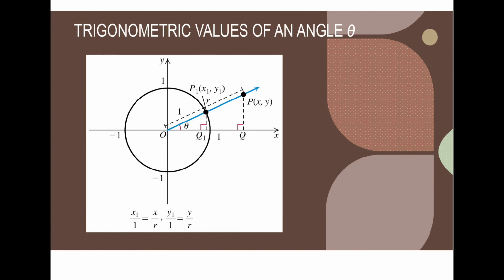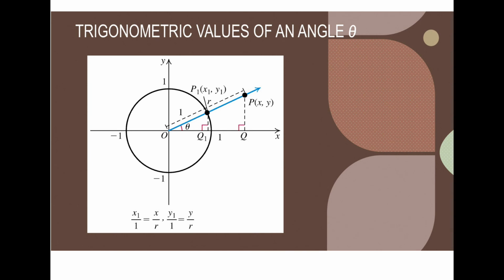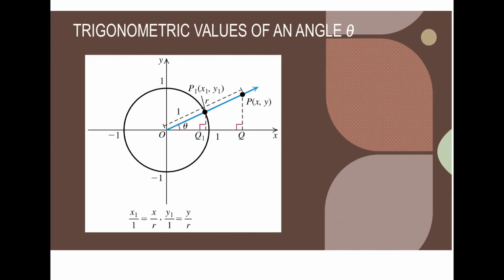And in fact, we say that cosine, definition-wise, cosine of that theta is equal to the x value on that unit circle, and sine of theta is defined as being the y value of that point on the unit circle.